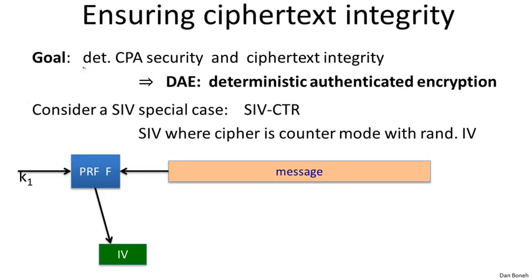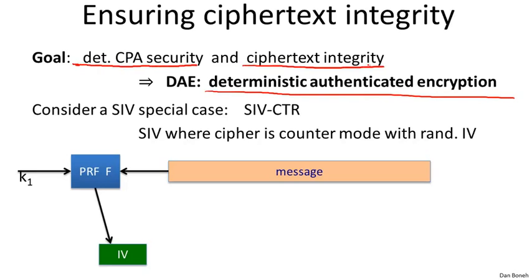First of all, our goal is to build what's called Deterministic Authenticated Encryption, DAE, which basically means deterministic CPA security and ciphertext integrity. Remember, ciphertext integrity means that the attacker gets to ask for the encryption of messages of his choice, and then he shouldn't be able to produce another ciphertext that decrypts to a valid message. Okay, so I want to claim that in fact SIV automatically gives ciphertext integrity without the need for an embedded MAC or anything else.